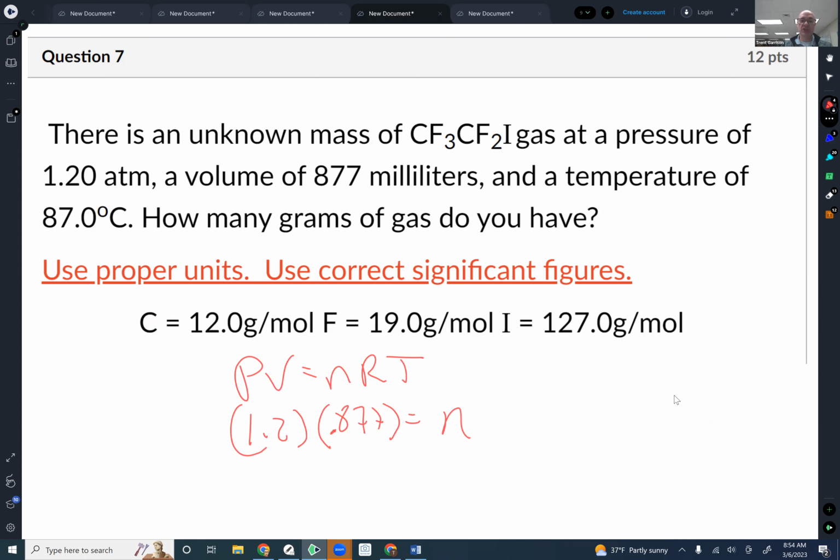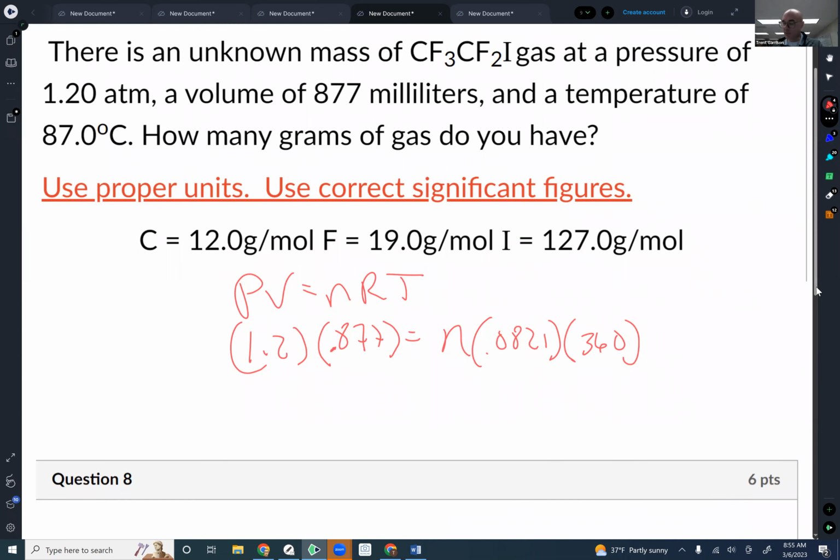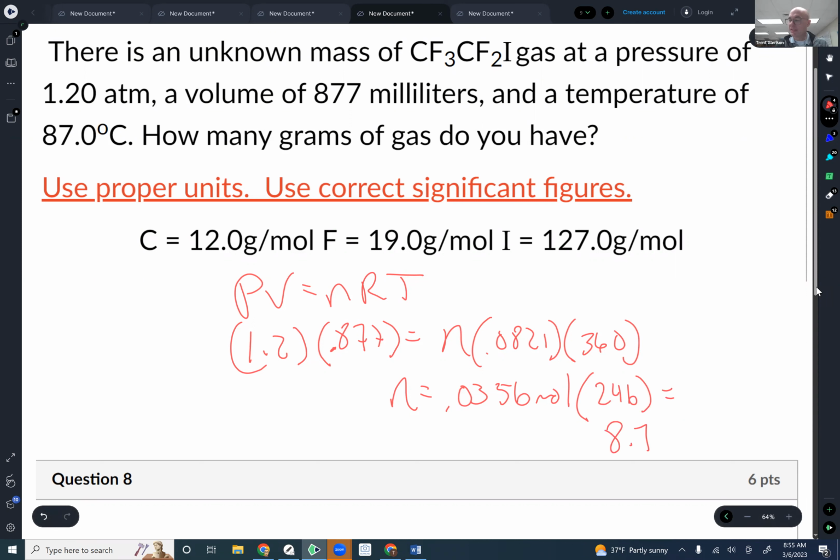The R value, because the pressure is in atmospheres, we'll use 0.0821, and the temperature is 87, so we'll have to add 273 to that. That makes it 360. So we will solve for the N and then convert it into grams. 1.2 times 0.877 divided by 0.0821 divided by 360 gives me the number of moles, 0.0356. We multiply that by the weight of this compound. Carbon is 12, 5 fluorines, 5 times 19, plus another carbon, plus 1 iodine, 127. That gives me 246 as the mass, times 0.0356 gives me 8.76 grams.